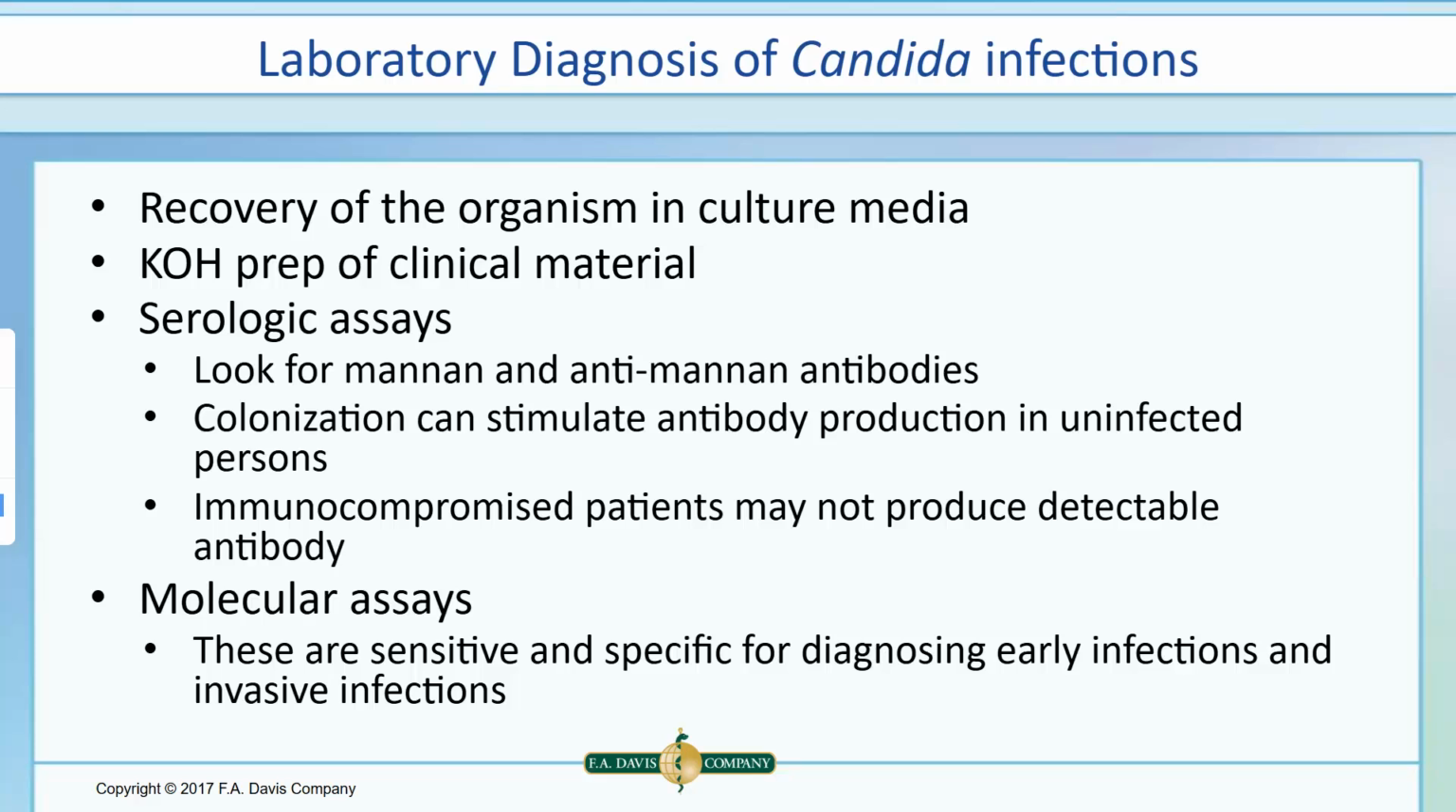Laboratory diagnosis, so we would try to culture it, do a KOH prep of clinical material, and then there are serological assays. Look for mannan and anti-mannan antibodies. If you're colonized, it can stimulate antibody production in uninfected people. Immunocompromised patients may not produce detectable antibody. And then there are molecular assays. These are sensitive and specific for diagnosing early infections and invasive infections.